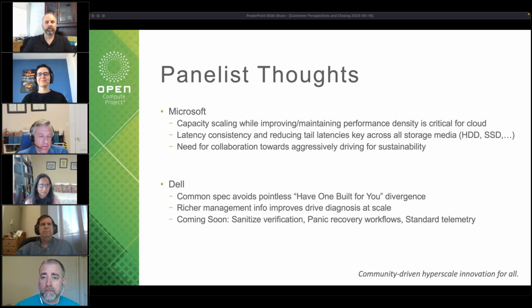So the first comment is that the common specs avoid pointless have-one-built-for-you divergence, which Paul Kaler has described at much greater length and with much greater eloquence than I can. Dell completely agrees with his remarks on why common specs are valuable for the entire industry. They enable people to spend more resources on doing productive things instead of pointless have-one-built-for-you divergence.